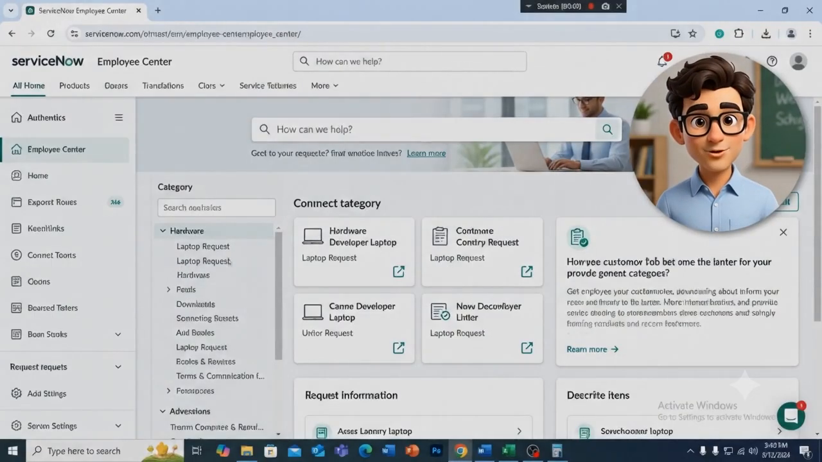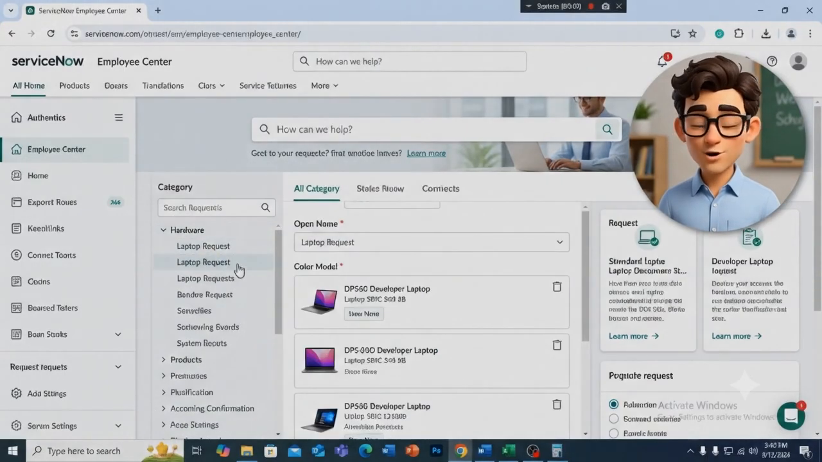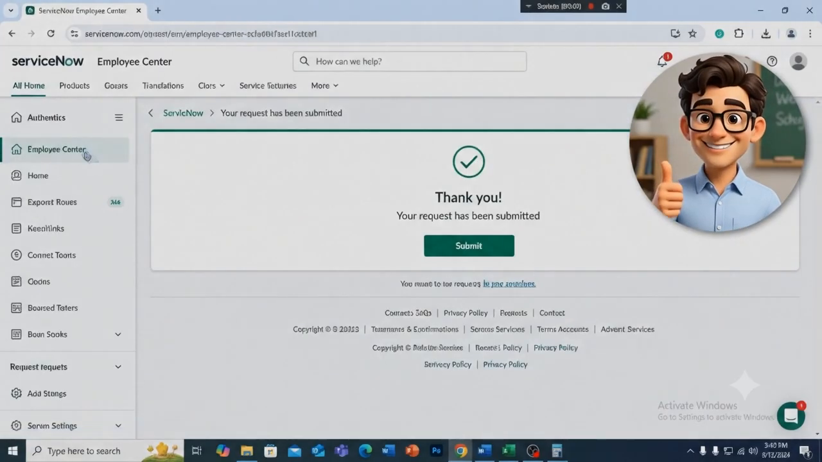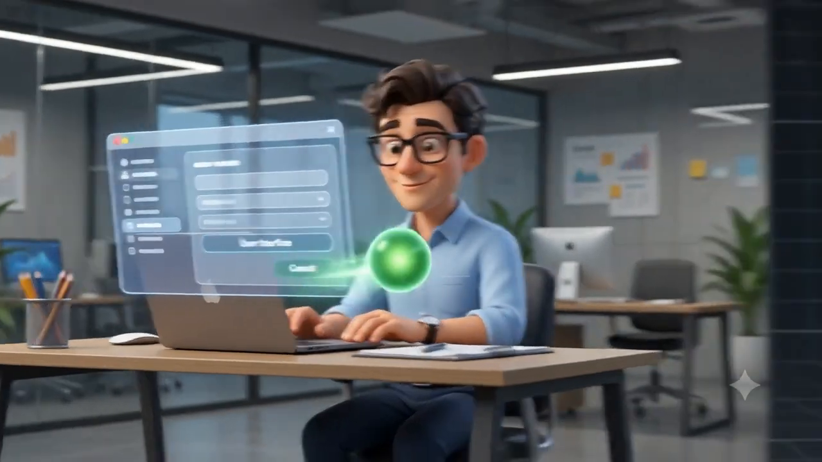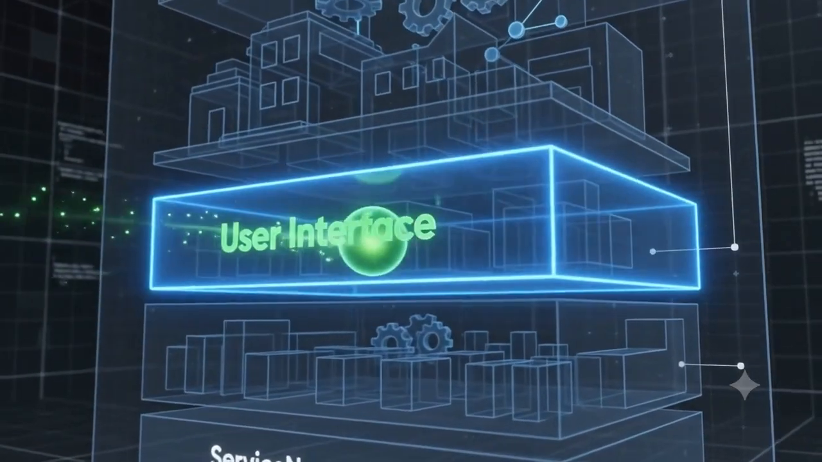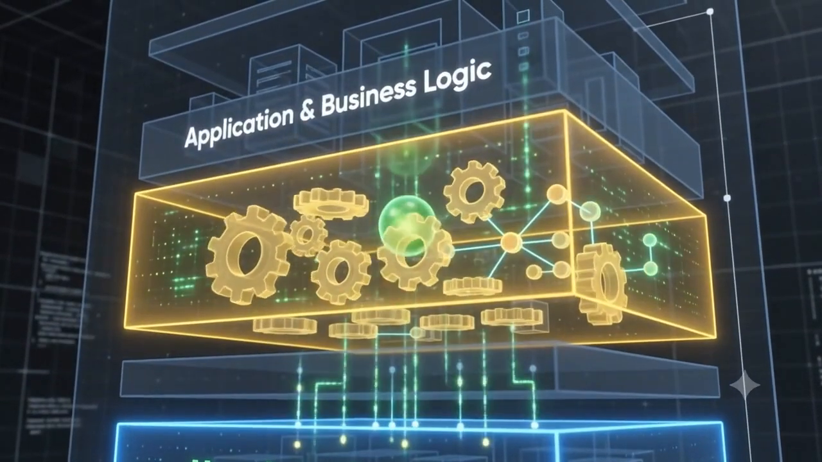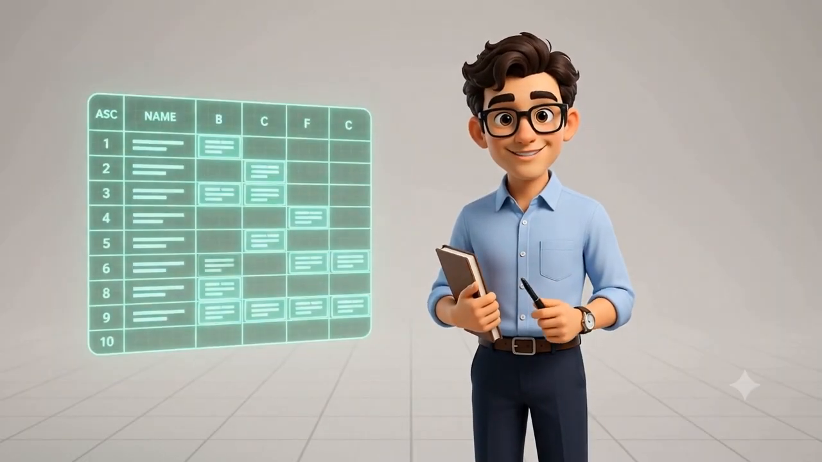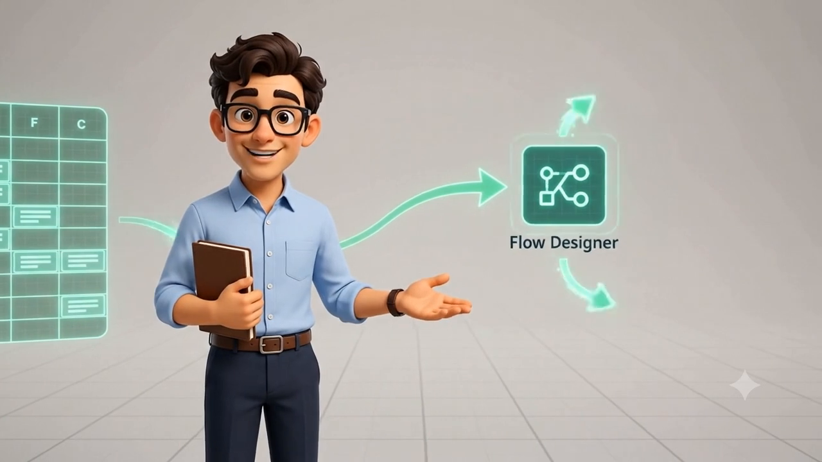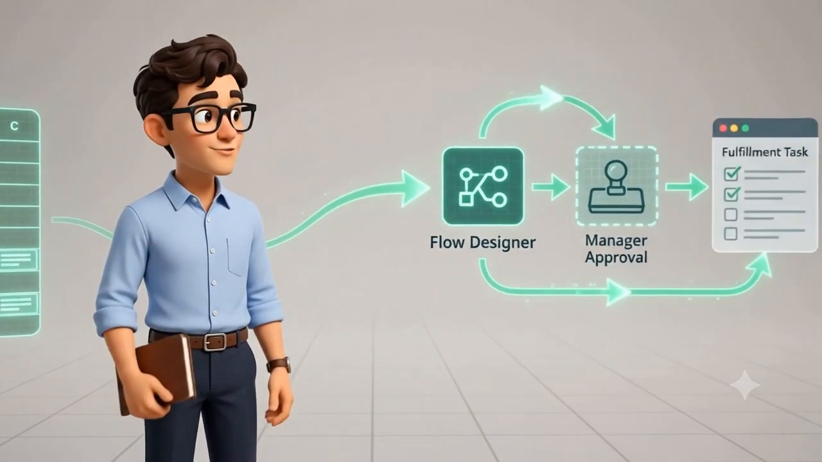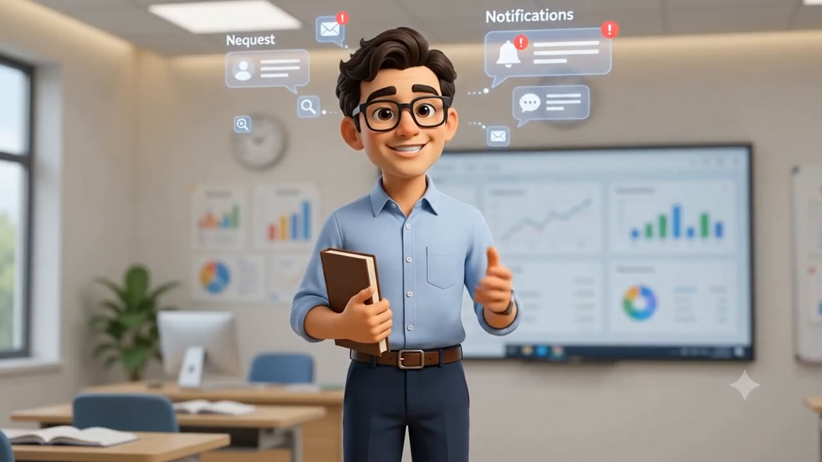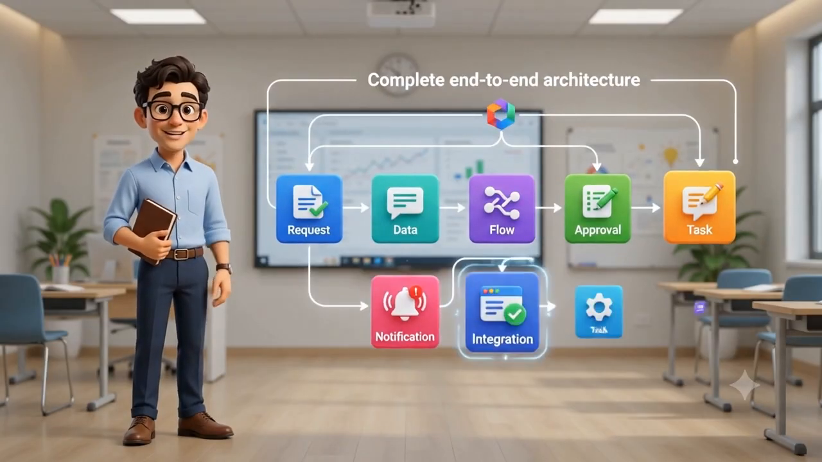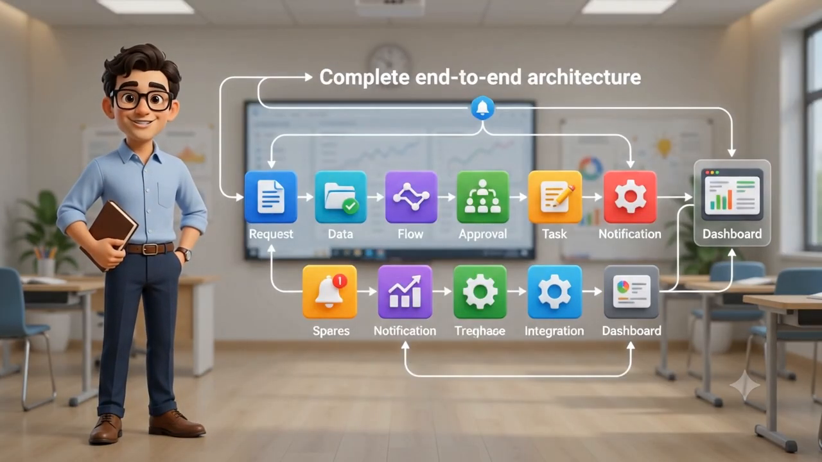Let's view a simple example. An employee submits a laptop request. Just click Submit, and it is done. First, the user interacts with the UI. The request is sent into the ServiceNow platform and processed by business logic. The information is stored in the appropriate tables. A flow can then trigger an approval process and create fulfillment tasks for the required teams. Notifications keep everyone informed. Integrations can connect external systems, and dashboards provide visibility into the entire process: request, integration, notification.